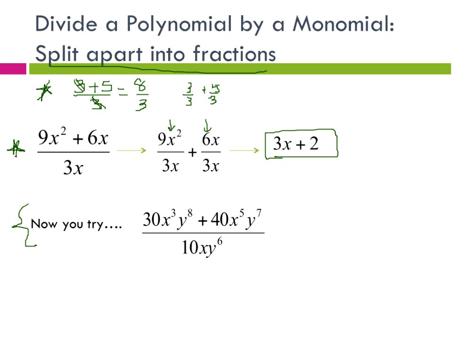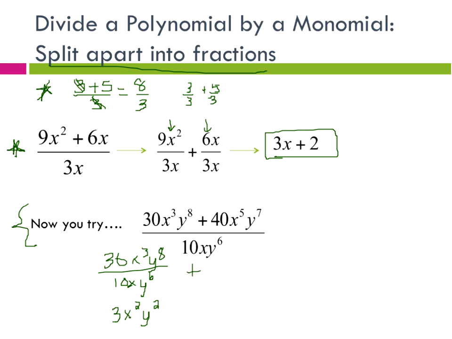All right, both Mel and French have checked in, and what they're seeing is that when we split this apart, 30x cubed y to the 8th divided by 10x y to the 6th. Simplifying this, we have 30 divided by 10 is 3. X cubed over x gives us x squared. Y to the 8th over y to the 6th is y squared.